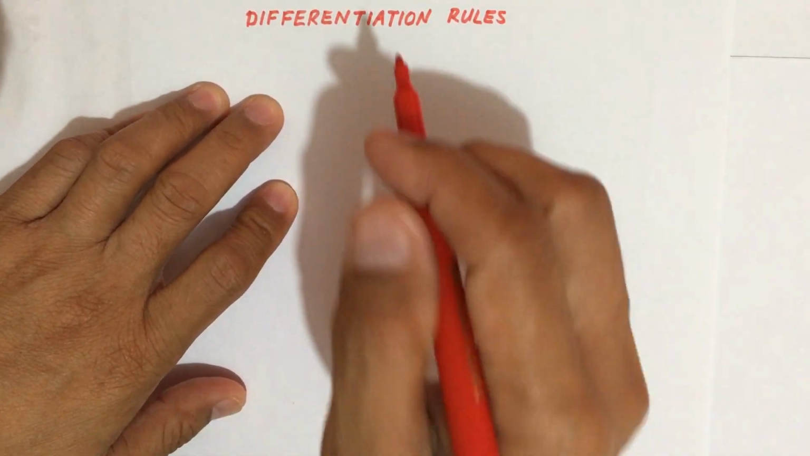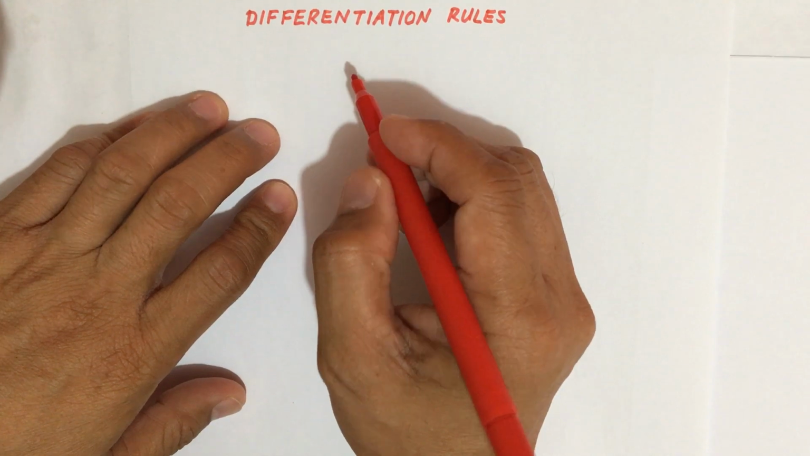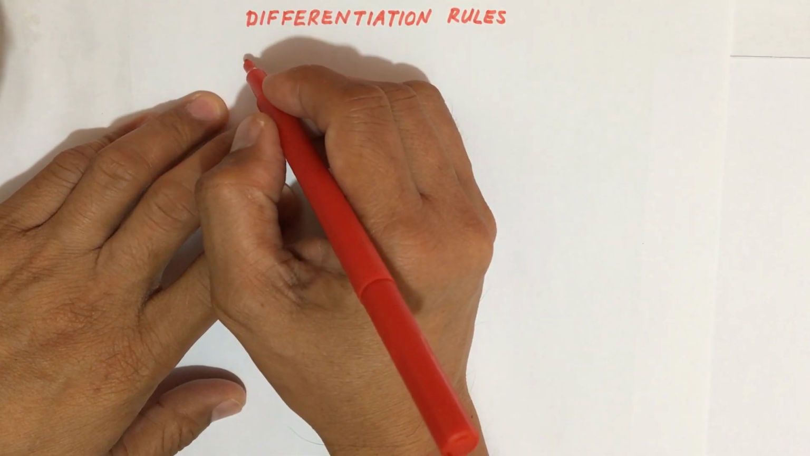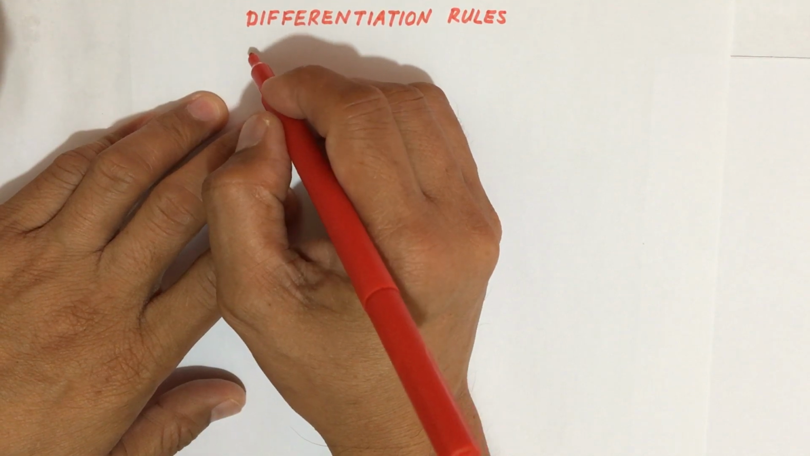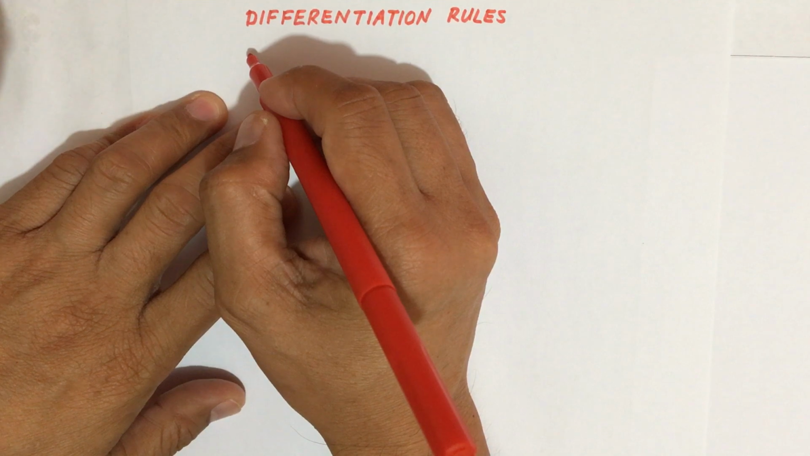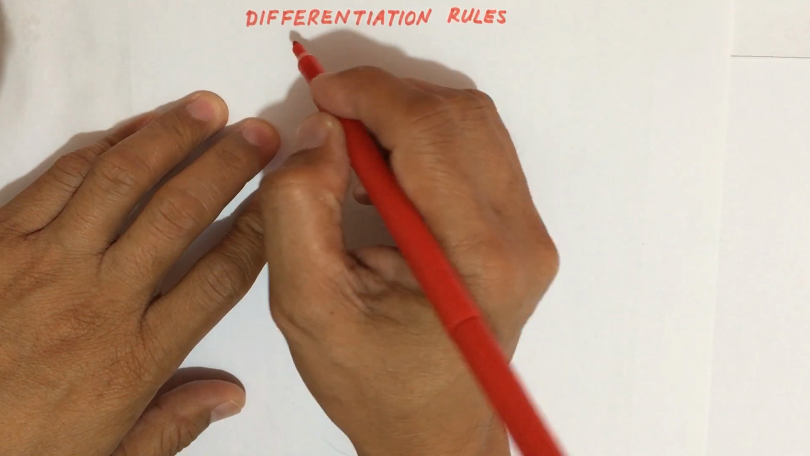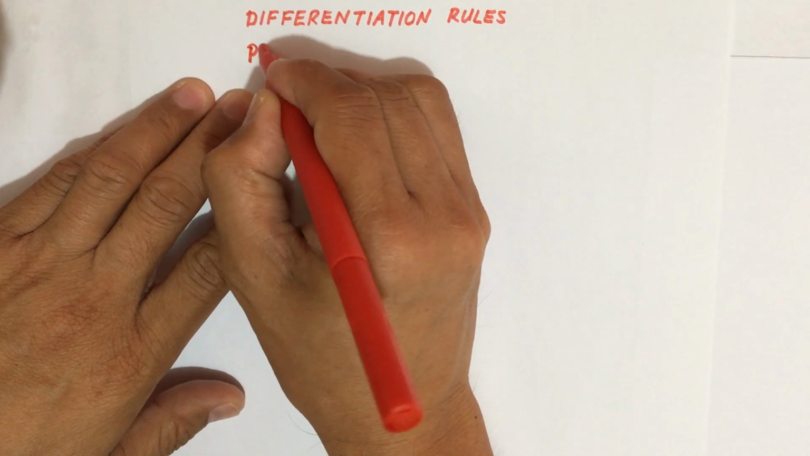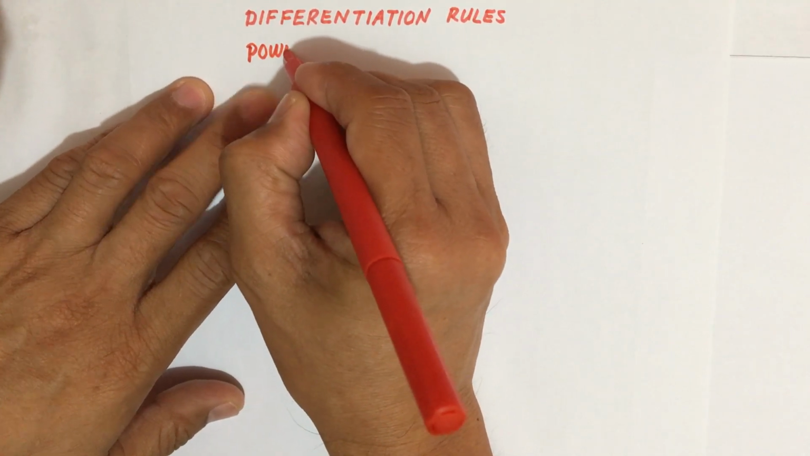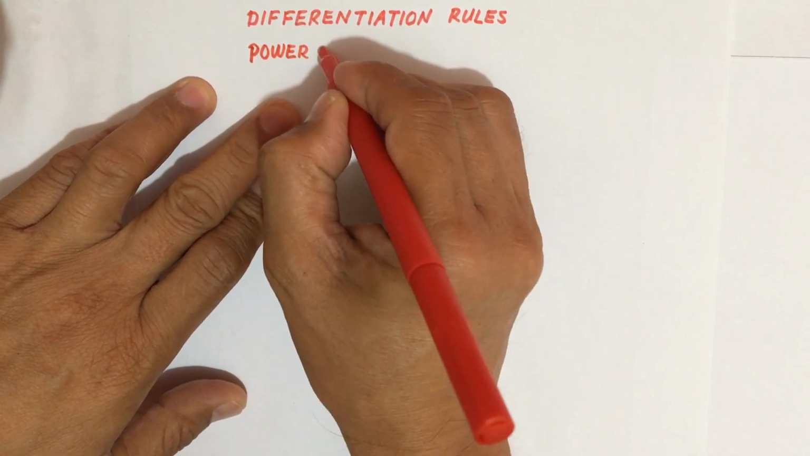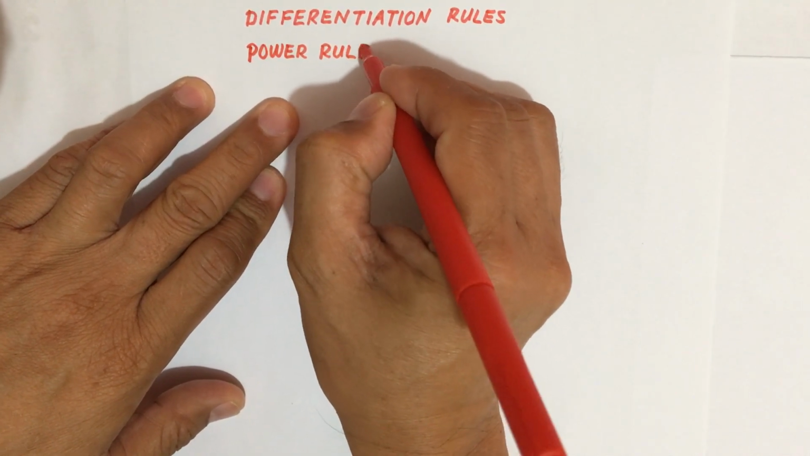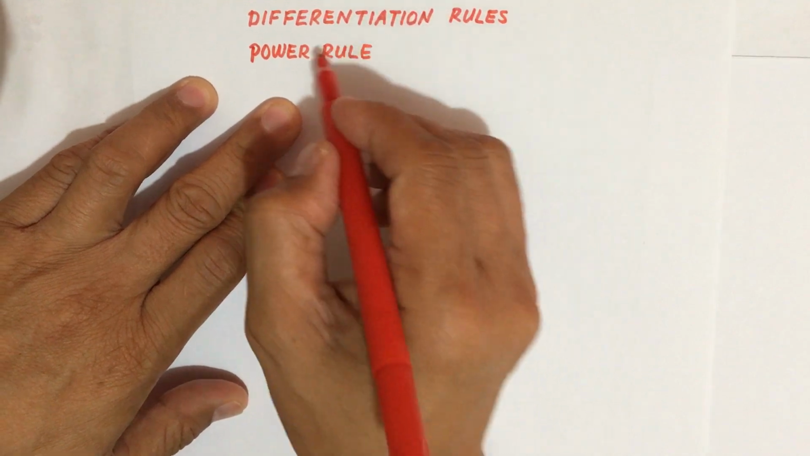Now we'll focus first on the power rule, but our examples today, after the previous examples, will be some combinations of the sum and difference rules as well as the power rule. So we have here the power rule, and we'll focus more on this rule in differentiation.